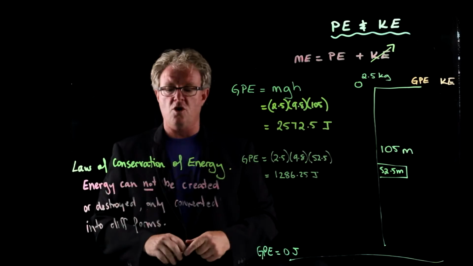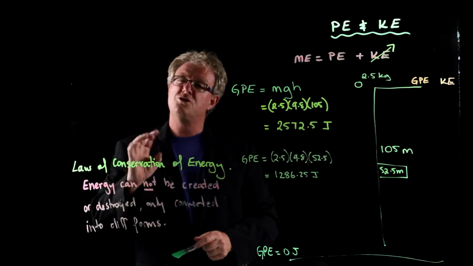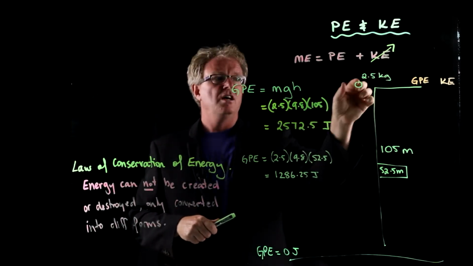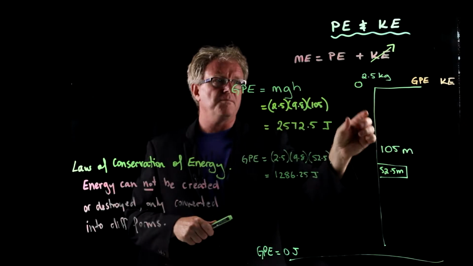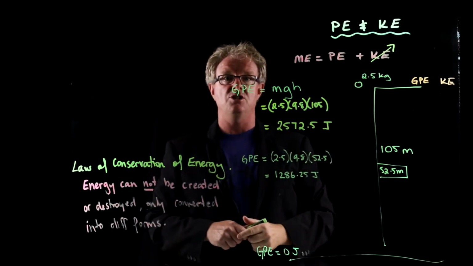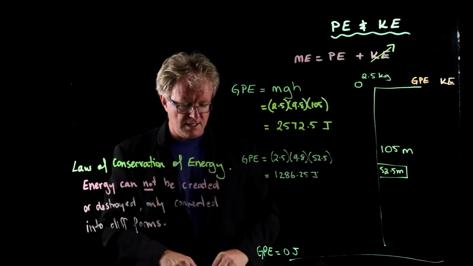Where could that energy have gone? Because we said that it can't be destroyed, it has to go somewhere. Well, it's transferred into the other type of energy, kinetic energy. So as this ball is falling, it's losing potential energy and therefore gaining kinetic energy. Let's do some calculations for kinetic energy and see if that's the case.